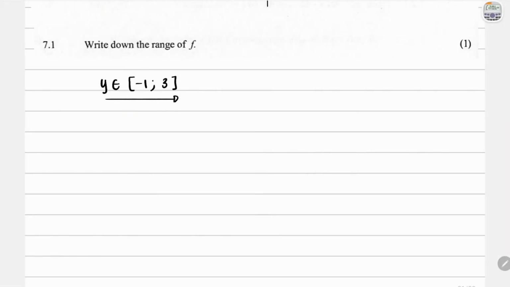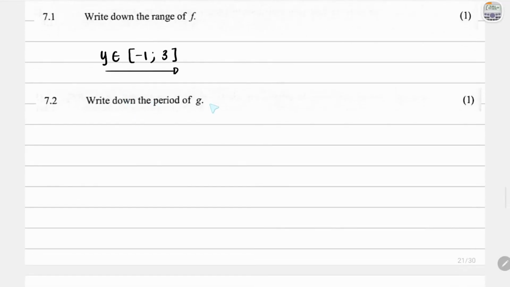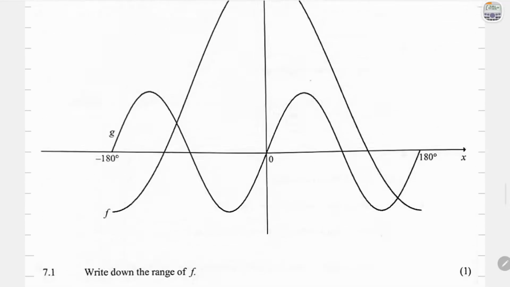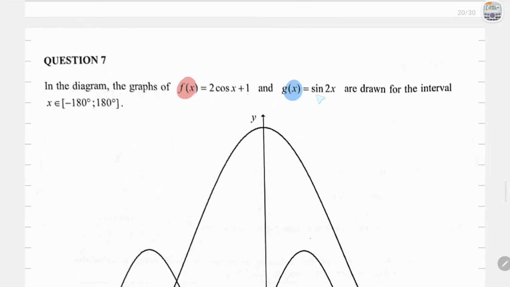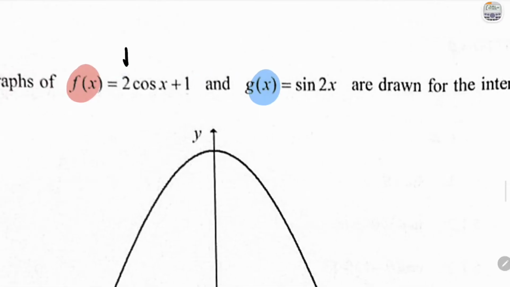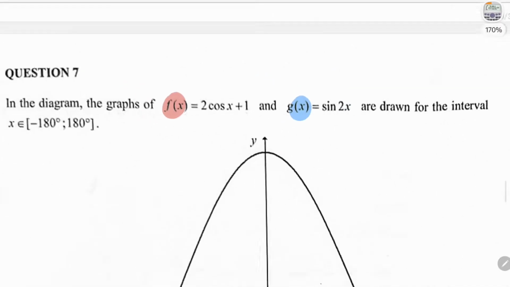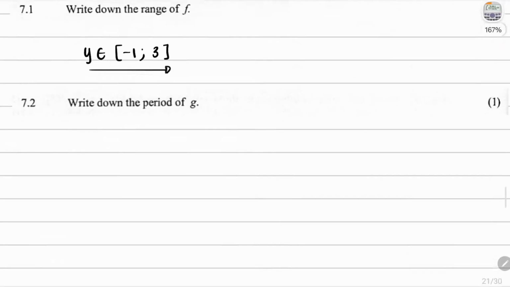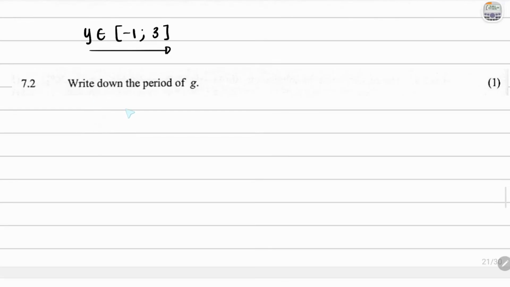Moving on to the next question. The next question, 7.2, says, write down the period of g. So the period of g, this is g, and you can see that there is a 2 in front of the x. You see how this part affects the range? Well, the number that is put in front of x, the coefficient of x, will affect the period. To find the new period, you start with the old period. You know that this is sine 2x.